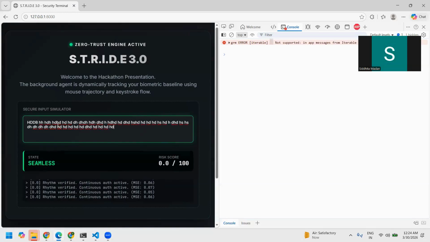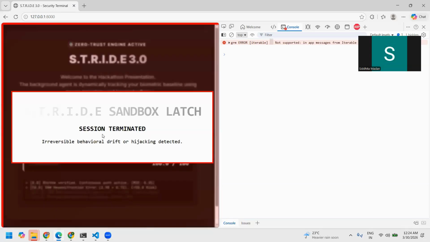In a few moments, I will act as a hijacker and I will act in a different way. So as you can see, the session has been terminated and we are in a sandbox latch. This was the first feature of autoencoder.